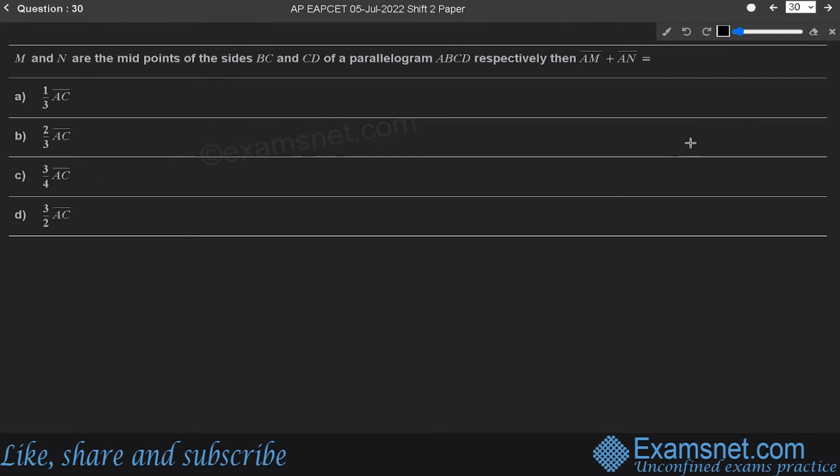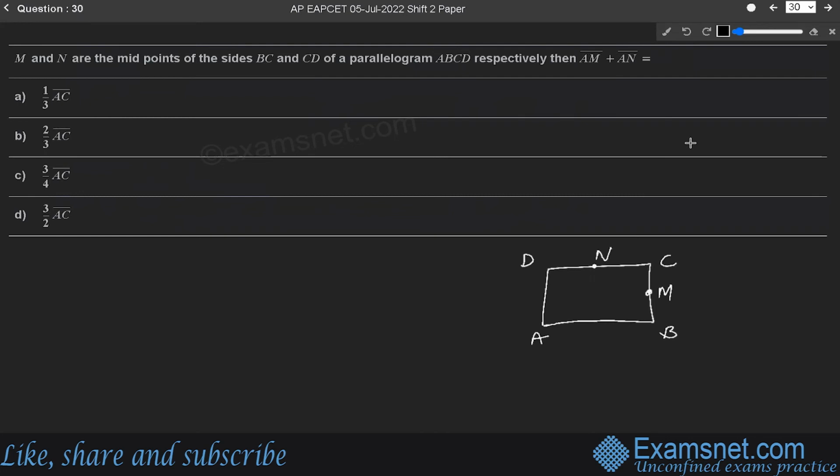Next question is, M and N are the midpoints of the sides BC and CD of a parallelogram ABCD respectively. Then AM vector plus AN vector is equal to. Consider this as a parallelogram A, B, C and D. It is given that M is the midpoint for BC, so let this point be M, and N is the midpoint of CD, so let this point be N. We have to find AM plus AN vector.